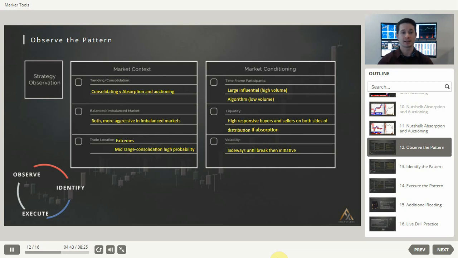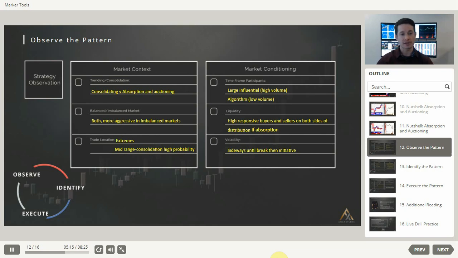We want to see some sort of absorption auctioning price response. Now, in terms of balanced and imbalanced markets, what we want to see is that we can see the strategy in both. However, we note that it will likely be more aggressive in imbalanced markets. What you would typically do here is get your absorption auctioning strategy, and determine: was it in a balanced situation or an imbalanced situation? And you will then go and fill it out accordingly.